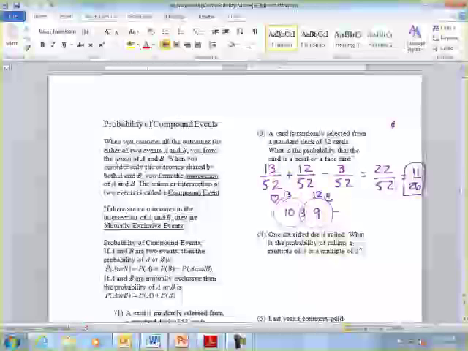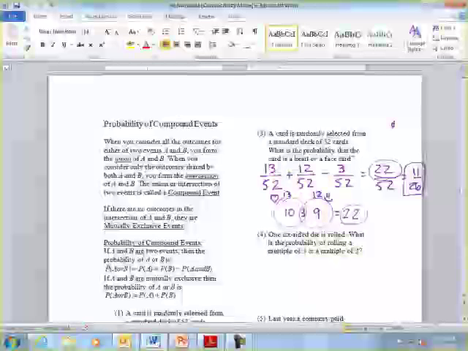And if I add that up across the middle, 10 plus 3 plus 9, I get the 22 out of the 52 that we got before. So it's a visual way to represent the same thing that's happening here.